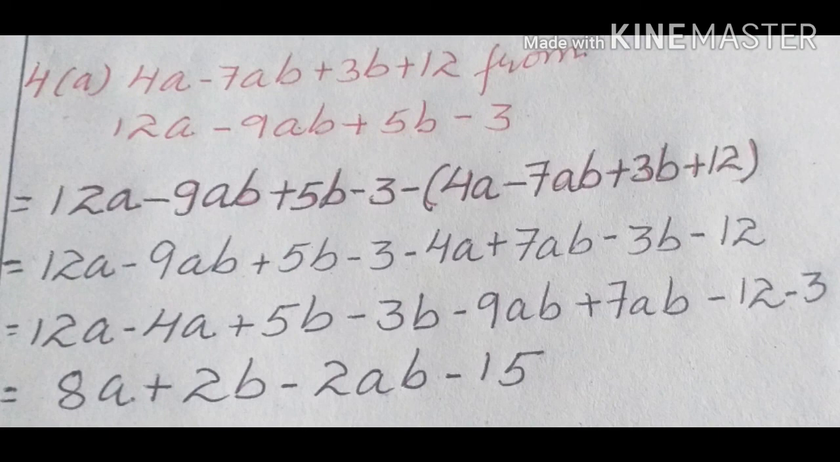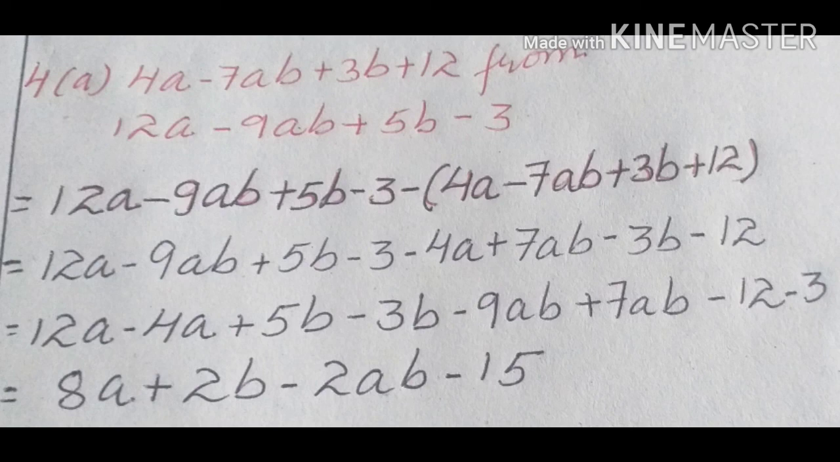Now 12A and 4A are like terms, we can add or subtract. 12 minus 4 gives 8A. Complete this one. Now for B, 5 minus 3 will be 2B. This also completed. Now for AB, minus 9 plus 7 is minus 2AB. Now the last one, the constant remaining, minus minus plus 12 plus 3 will be 15. That means this is the required answer.